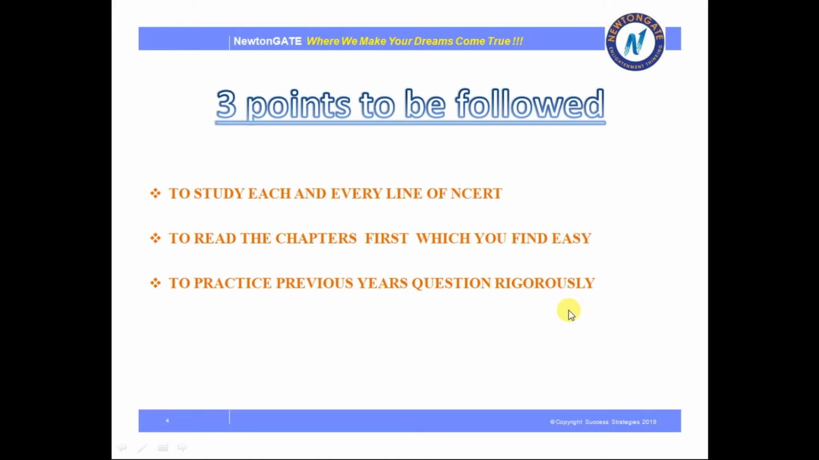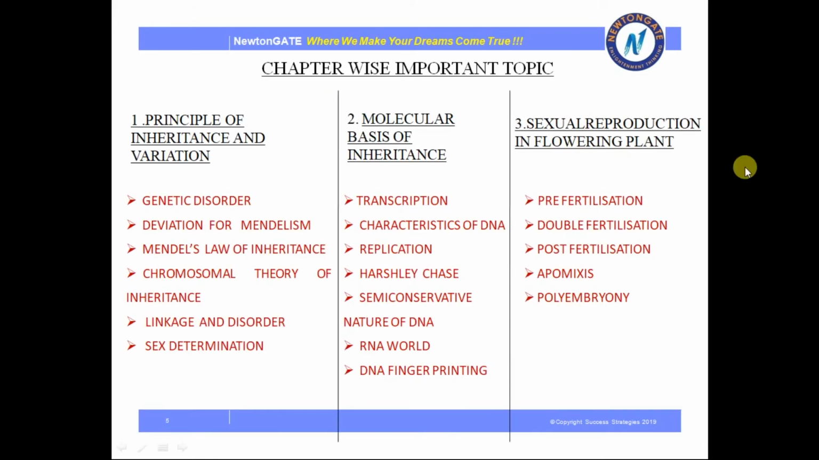Now I am going to discuss the chapter-wise important topics. I am going to discuss the chapters and the topics under each chapter which you need to study mandatorily before the exam. The first chapter is Principles of Inheritance and Variation. The topics to read under this chapter are genetic disorders, deviation from Mendelism, Mendel's laws of inheritance, chromosomal theory of inheritance, linkage, and sex determination. These topics need to be done before the exam, students.